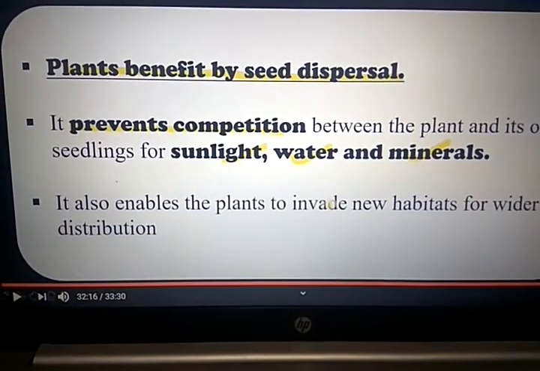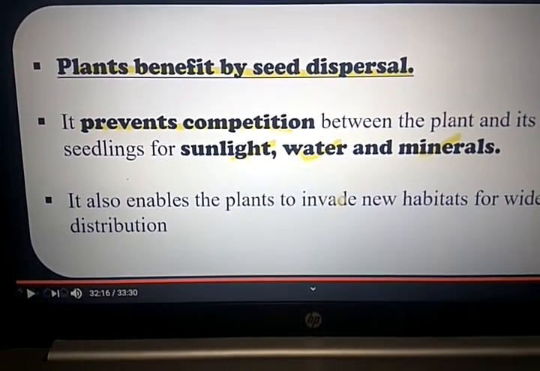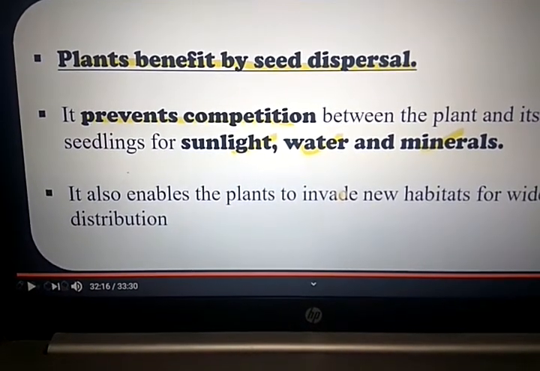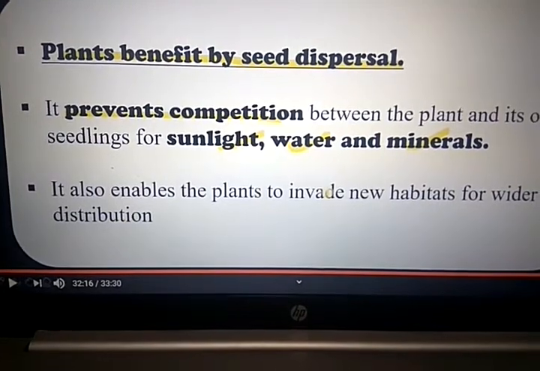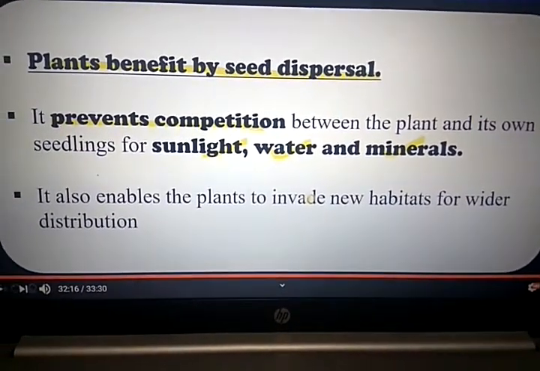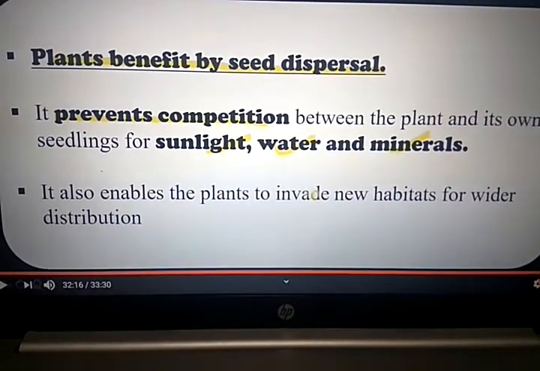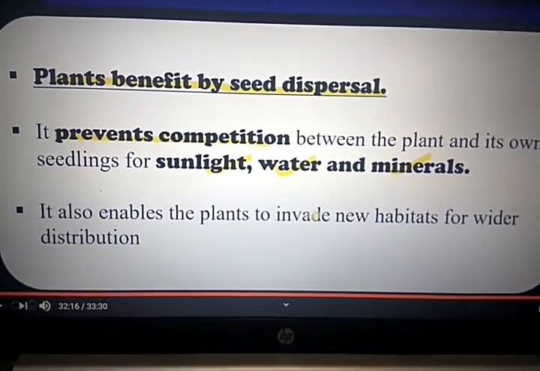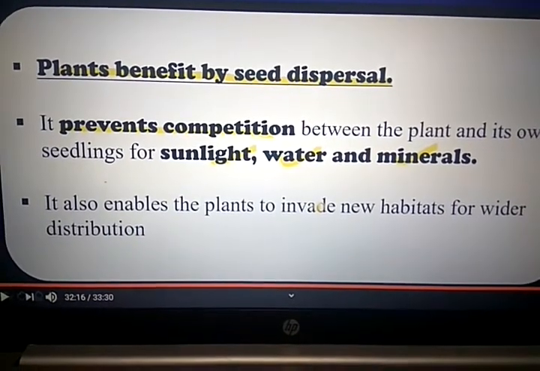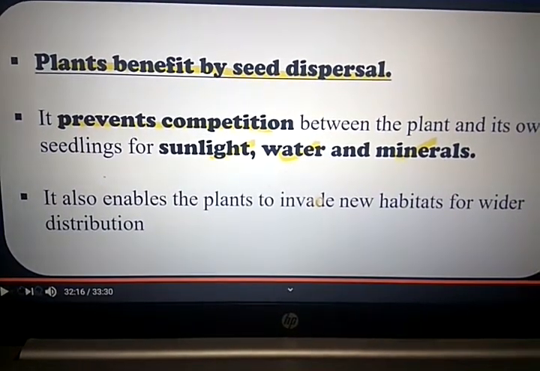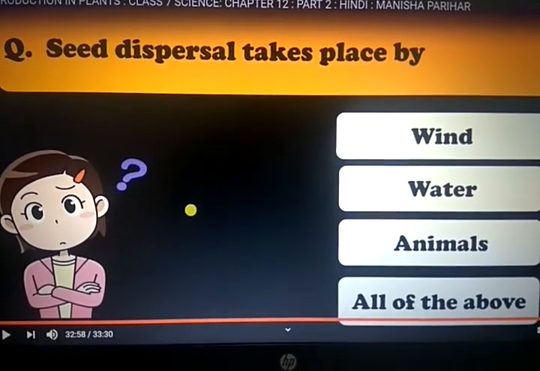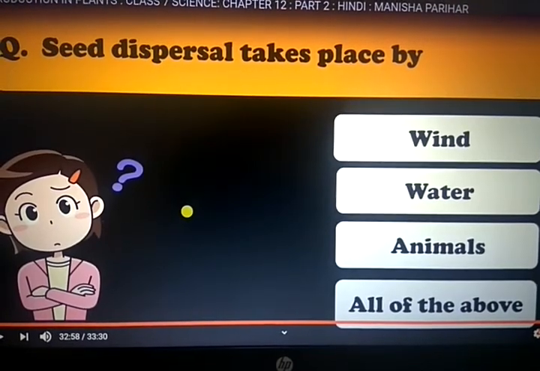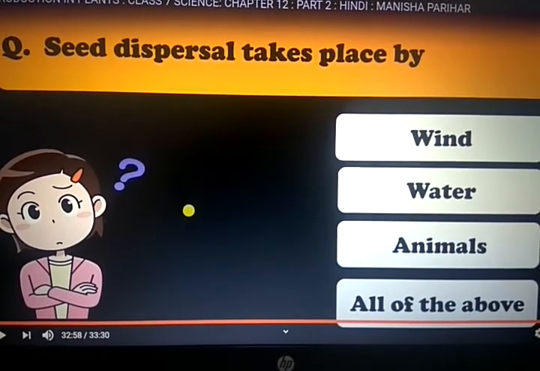Now the important question, why is seed dispersal necessary? So the answer is in these three points. Plants benefit by seed dispersal. It prevents competition between the plant and its own seedlings for sunlight, water and minerals. It also enables the plants to invade new habitats for wider distribution. Correct? Here the question: seed dispersal takes place by wind, water, animals or all of the above? The answer is all of the above.